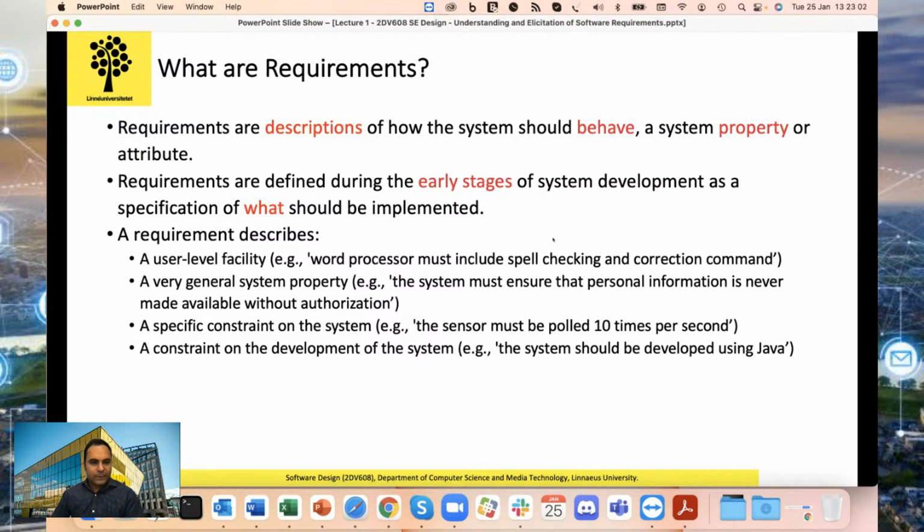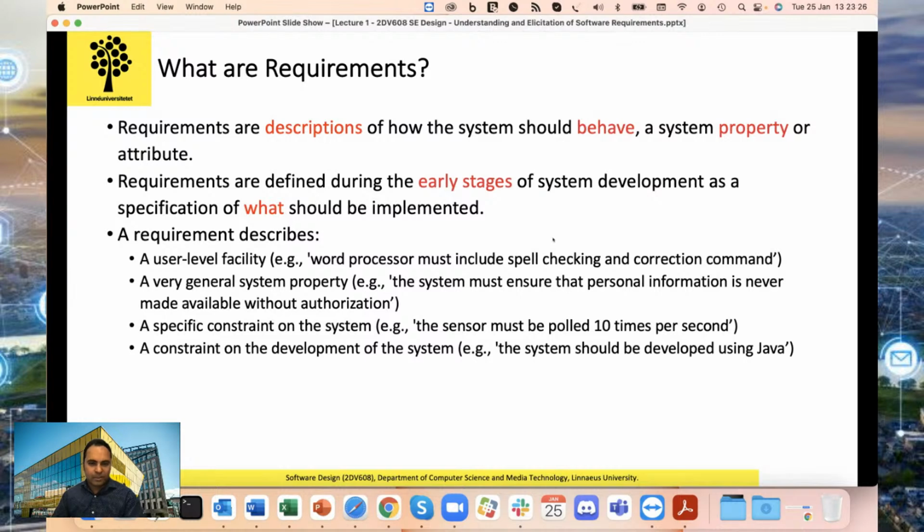So in general, requirements describe user level facility. This can be any functionality. For example, if a Microsoft Word or word processor wants a spell checking or correction mechanism, this is one functionality. It can be a very general system property. So it can be very high level.